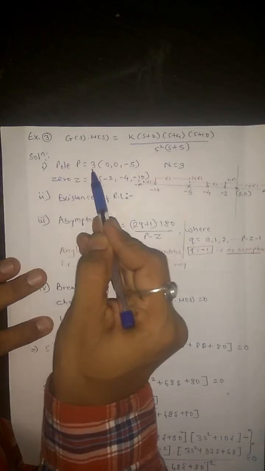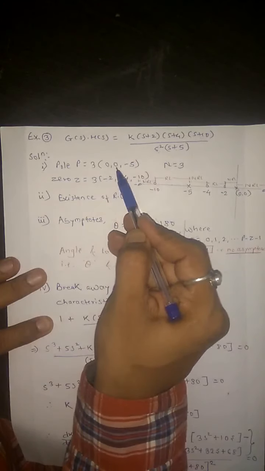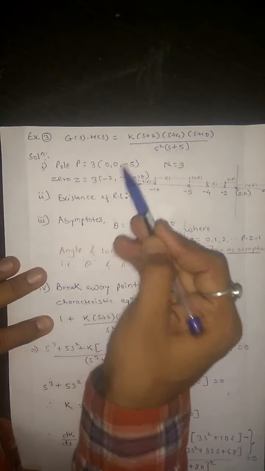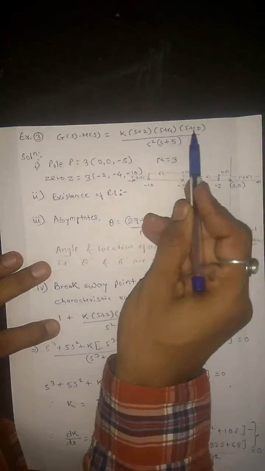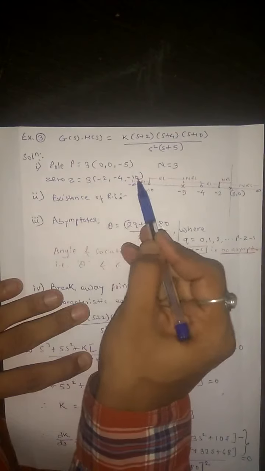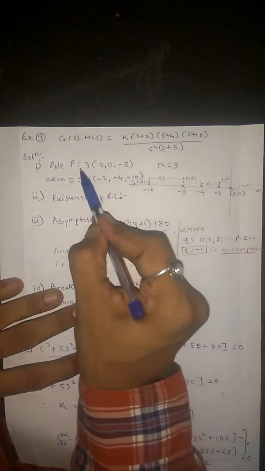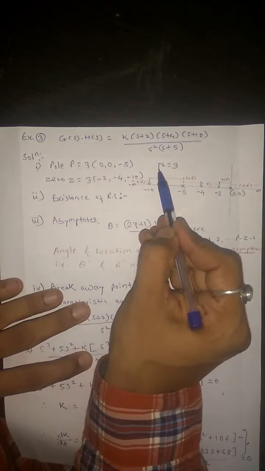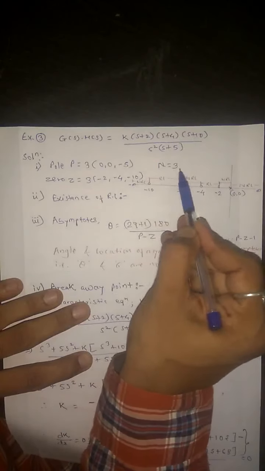The number of poles is 3, and the values of the poles are, for s square, 0 and 0, that means 2 poles at origin, and the next one is minus 5. Talking about the zeros, we have 3 zeros, and the values are minus 2, minus 4 and minus 10. So in this numerical, P is 3 and Z is 3. These are the same, so the number of root locus branches will be 3.